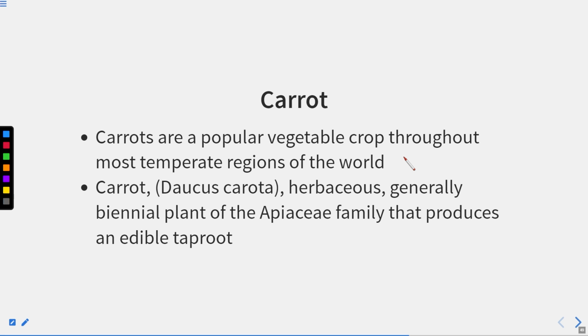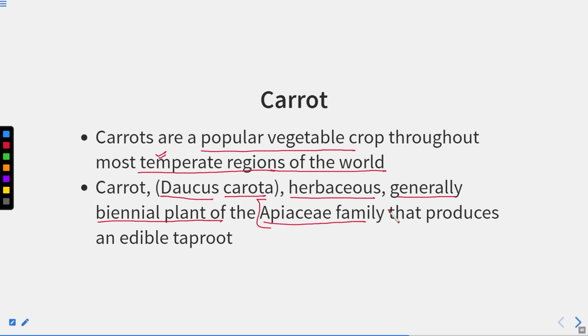Okay, so carrot is a popular vegetable crop throughout the most temperate region of the world. This is one of the very popular vegetable crops, right, throughout the temperate region. This particular crop generally grows in the temperate region of the world. And the carrot, the scientific name Daucus carota, is a herbaceous, generally biennial plant of the Apiaceae family. So it belongs to the family Apiaceae that produces an edible taproot. So this carrot is a taproot.